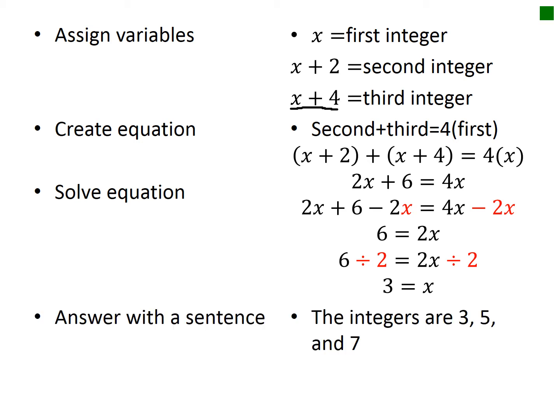Our integers are 3, 5, and 7. The value of 5 is found by taking the value of x that we found in our equation, 3, and adding 2. 3 plus 2 is 5. The value of 7 is found by taking the value of x and adding 4. Assigning your variables is important because it gives you an opportunity to record what you will be using at the end of the problem to answer the question.